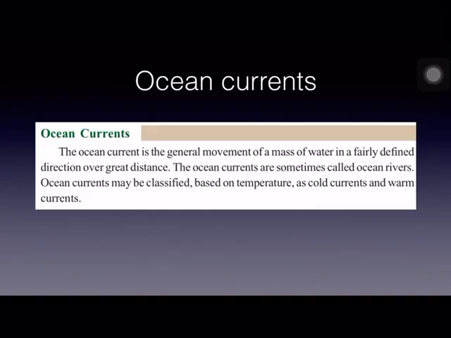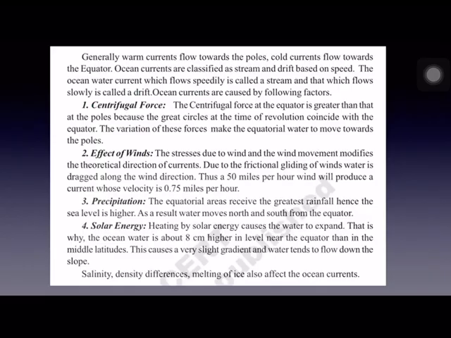Now, ocean currents. You might have learnt about these ocean currents in your previous classes. Even then, I am just defining them. The general movement of a mass of water in the ocean in big streams in a definite direction over great distances is called an ocean current.